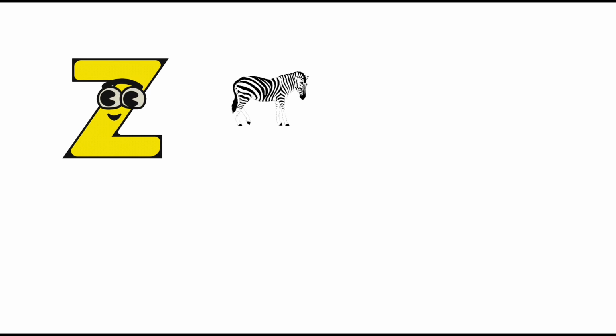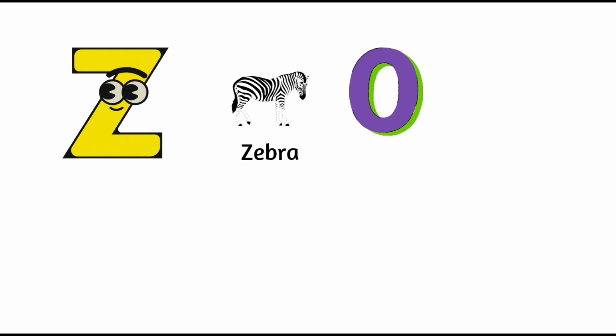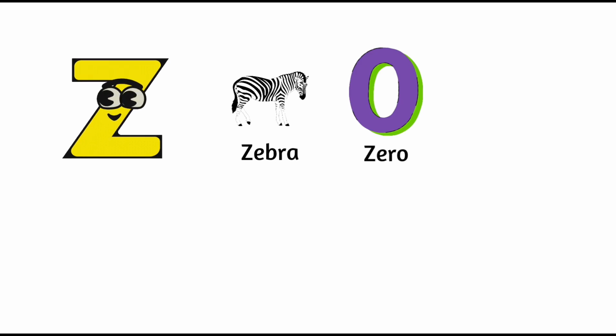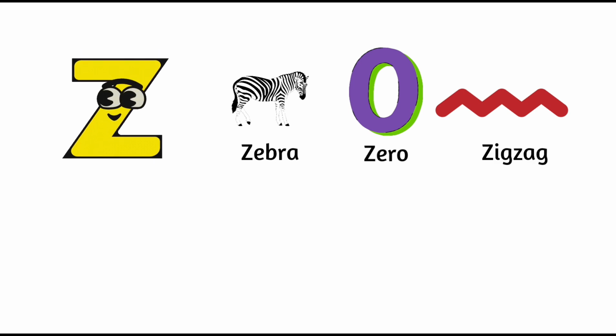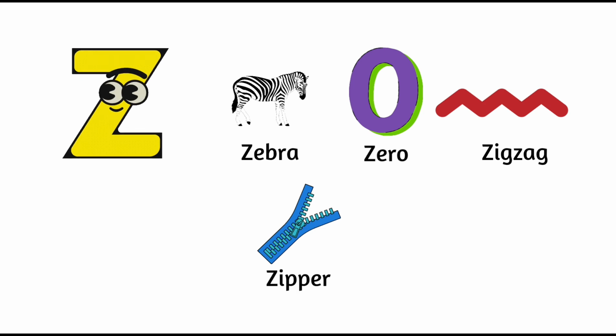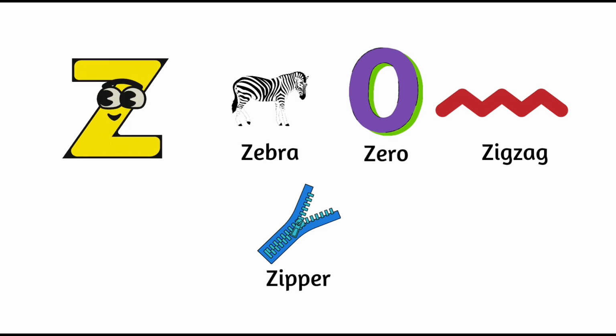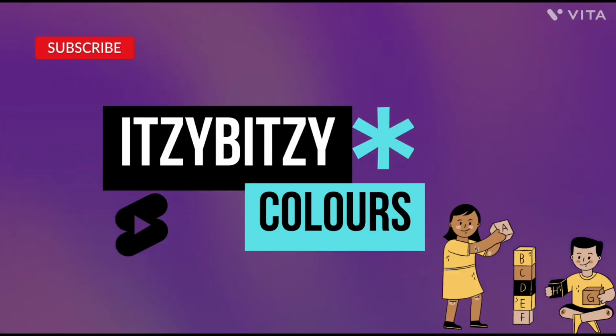Z. Z for zebra. Z for zero. Z for zigzag. And Z for zipper.